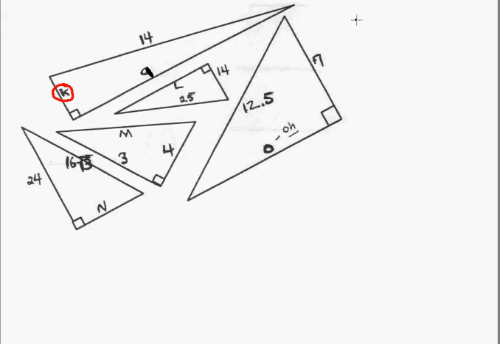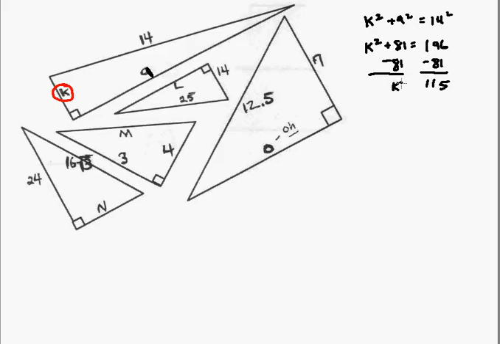So over here we have K squared plus 9 squared equals 14 squared. So we have K squared plus 81, and 14 squared is 196. If I take away 81 from both sides of the equation, 6 minus 1 is 5, 19 minus 8 is 11. So we have K squared is equal to 115.